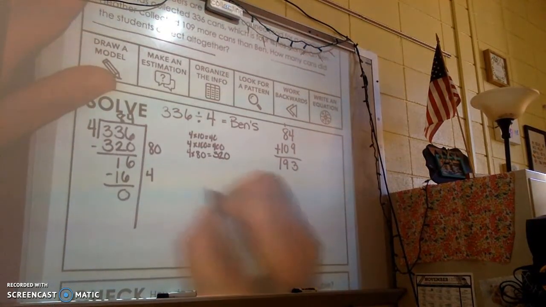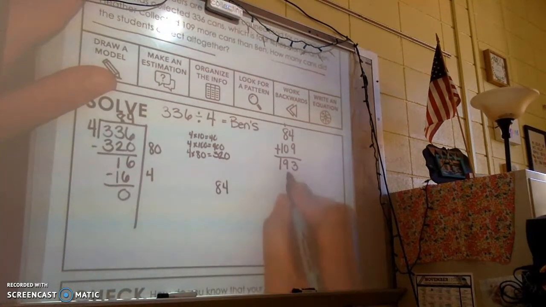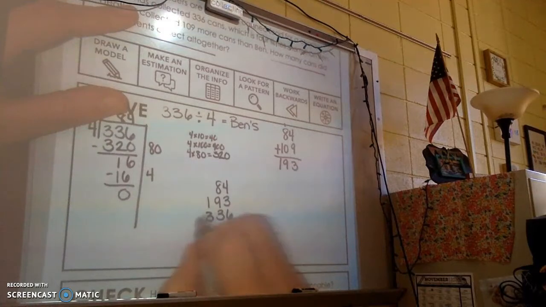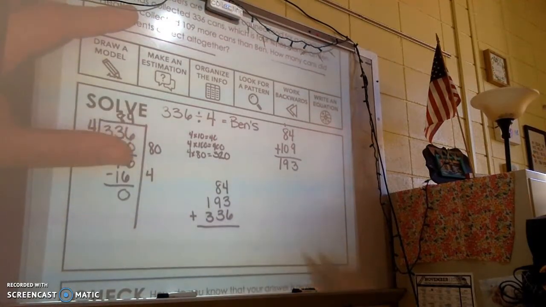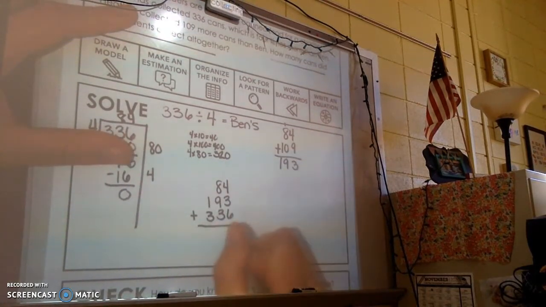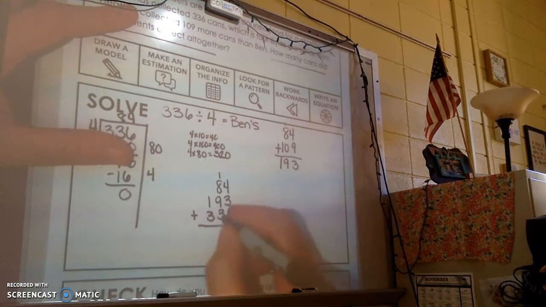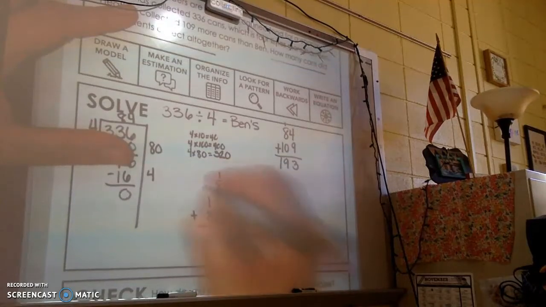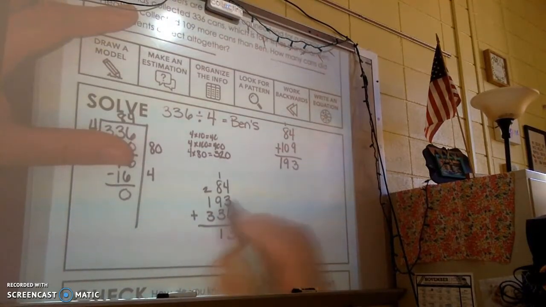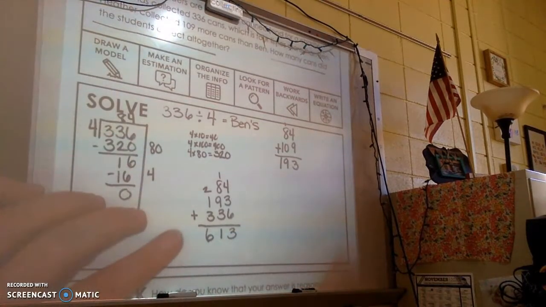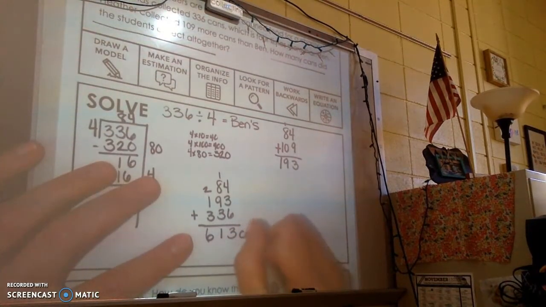So I know that Ben collected 84. I know that Heather collected 193, and it told me in the problem that Najia had collected 336. So I'm going to add those 3 numbers together. So 6 plus 4 is 10, plus 3 is 13. 9 plus 1 is 10, plus 8 is 18, plus 3 is 21. 3 plus 1 is 4, plus 2 is 6. So they collected a total of 613 cans.